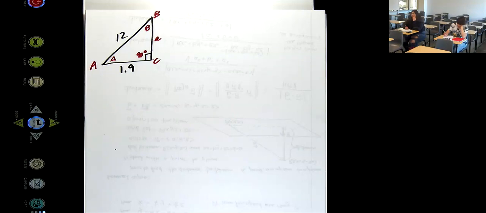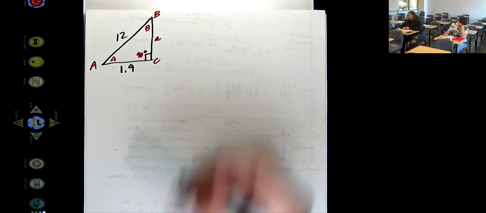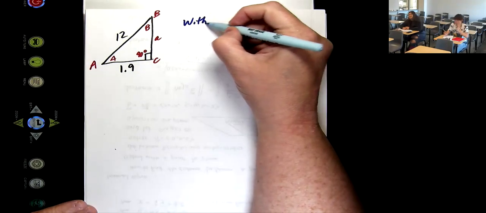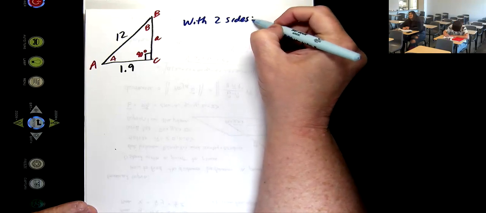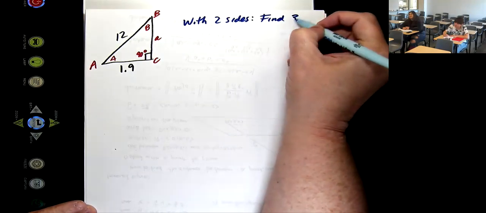Okay, so. Couple fun things we can do. I have two sides. I can get the third side using that Pythagorean formula. So with two sides, find the third with the Pythagorean formula.